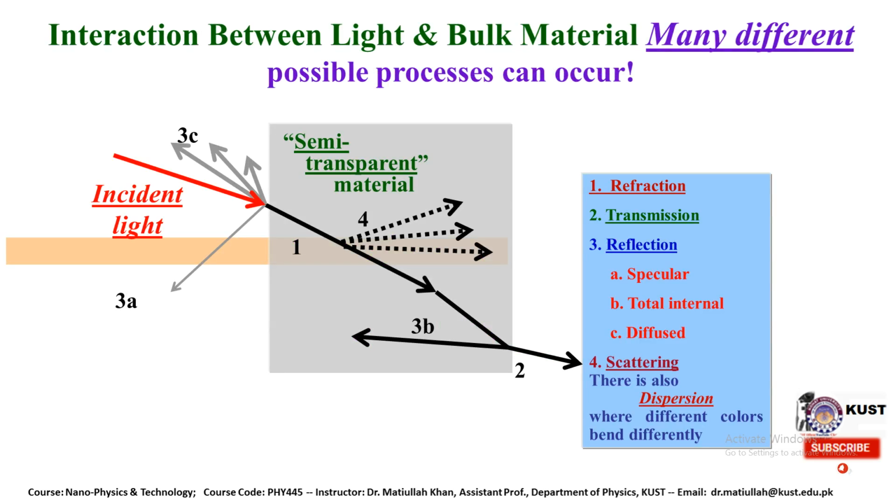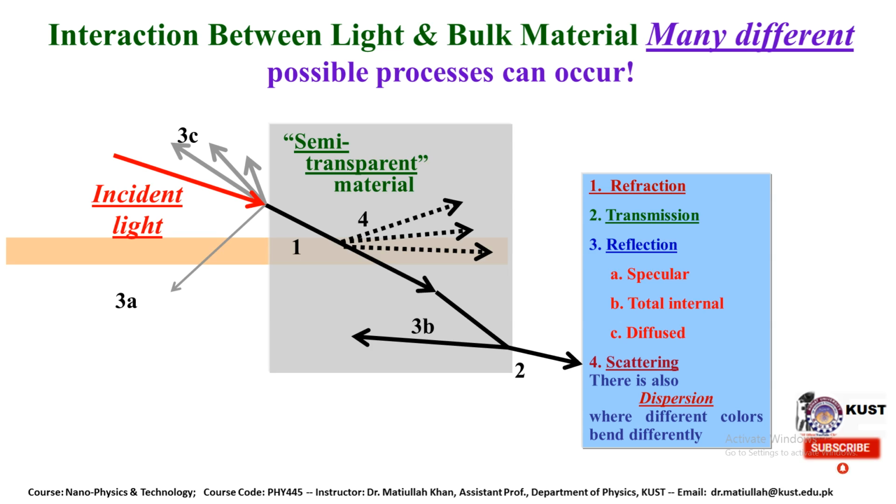So how does light interact with bulk materials? We already discussed this in the earlier lectures, but this is the detailed depiction. All the possibilities are depicted in the form of rays. So we have a semi-transparent material, and light is incident upon it. The possibilities are the refraction, transmission, and reflection.